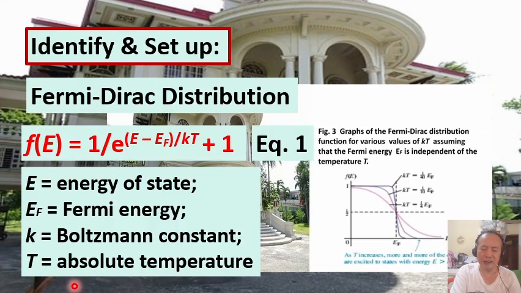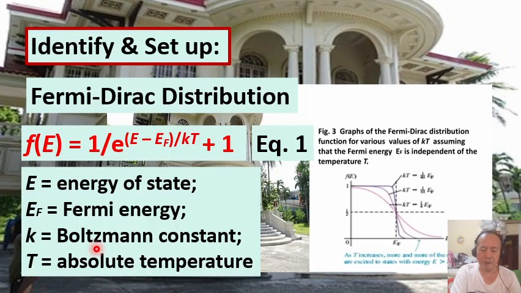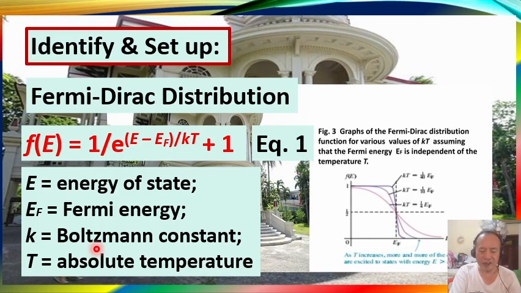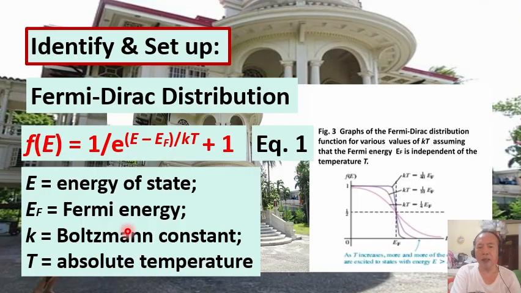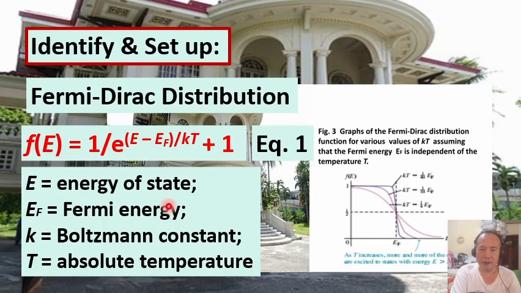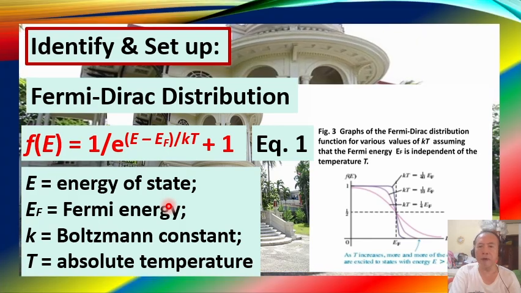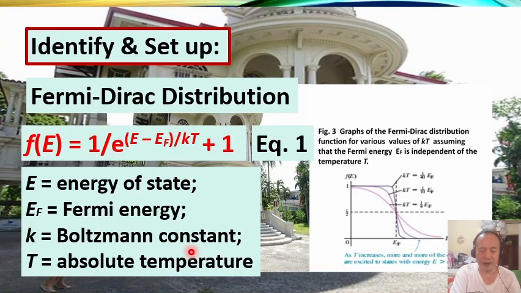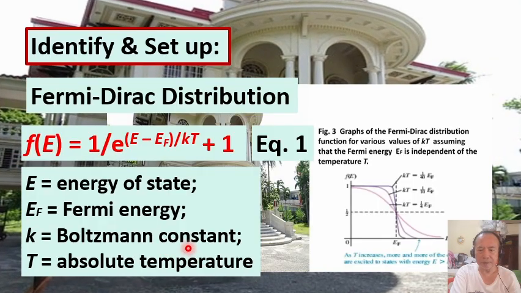We can accurately let capital E sub F equal to capital E sub F naught for metals, because the Fermi energy does not change much with temperature for solid conductors such as metals. However, it is not safe to assume that capital E sub F equals capital E sub F naught for semiconductors, in which case the Fermi energy usually does change with temperature.